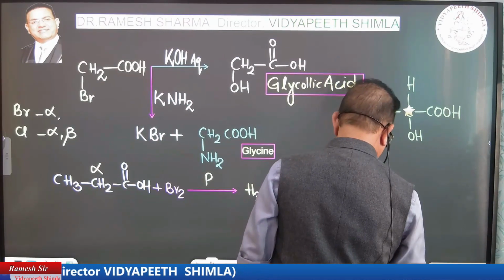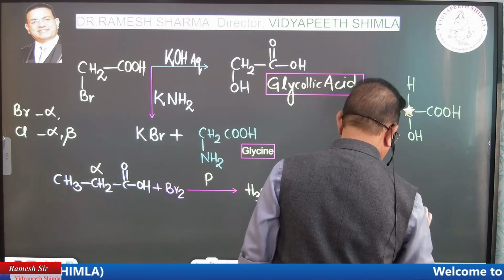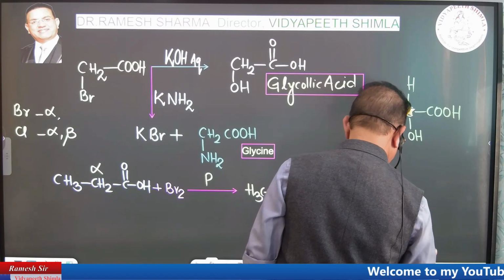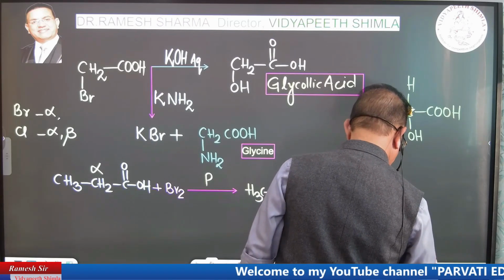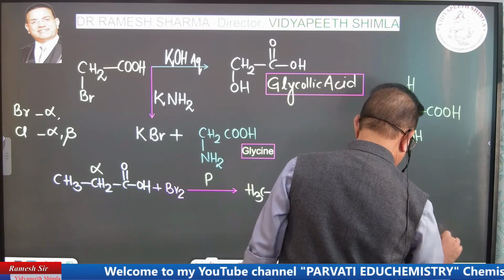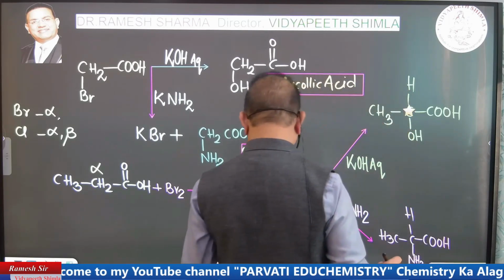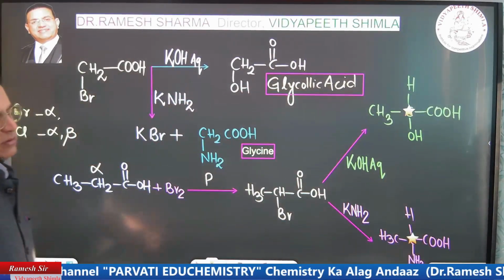In the same manner, if you treat it with KNH2, the product you will be getting is optically active, that is 2-amino propanoic acid, who do have the chiral carbon.